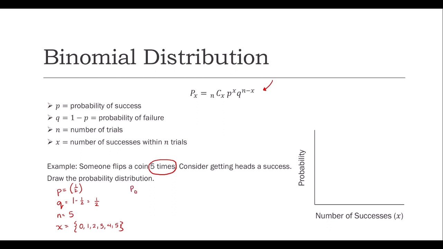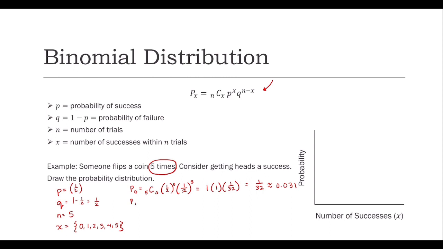So we'll start with X being 0. So P0 equals N choose X, 5C0. P is 1/2. X is 0. And then we'll do the Q, the probability of failure, to the N minus X. So 5 minus 0. So this would be 5. 5 choose 0 is 1. 1/2 to the 0 is 1. And 1/2 to the 5th would be 1/32. So the probability of 0 is 1 out of 32, which is approximately 0.031.